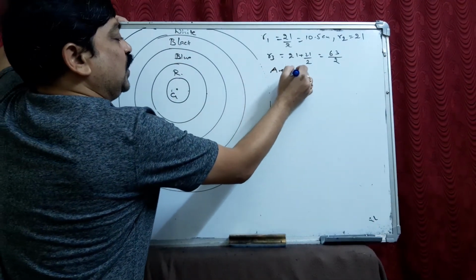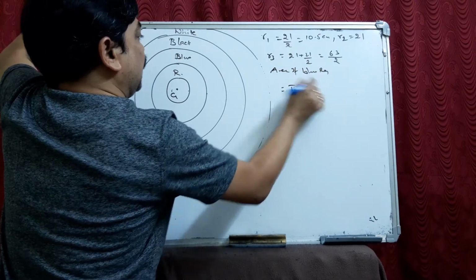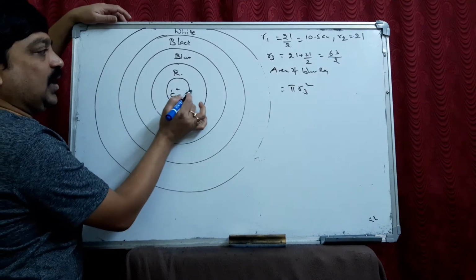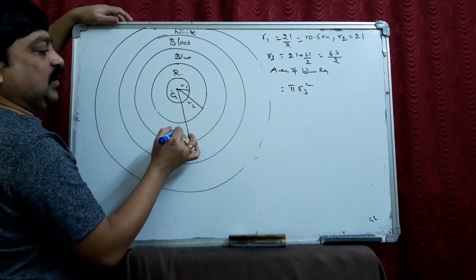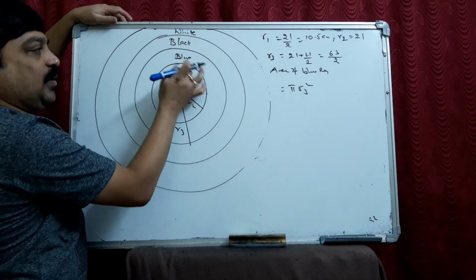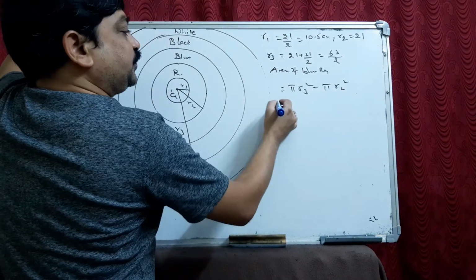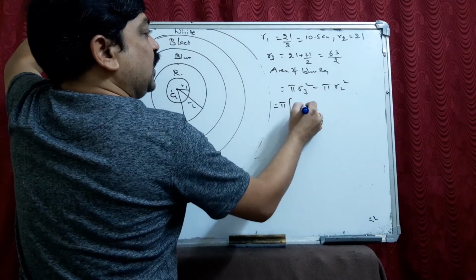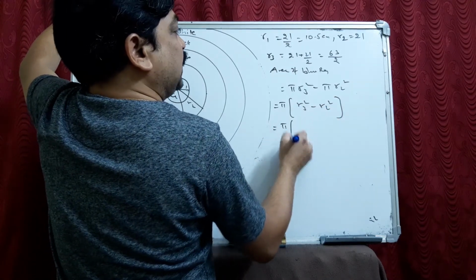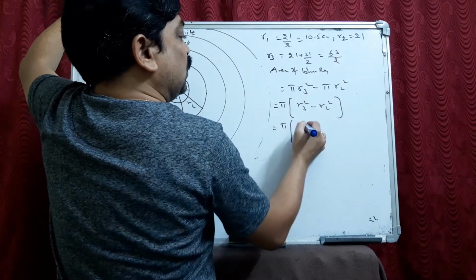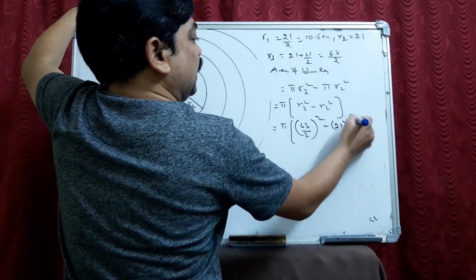Area of blue region is equal to pi R3 square. R3 means the whole three, R1, R2 and R3. So what we need? Pi R3 square minus pi R2 square. Take pi common outside: R3 square minus R2 square. So pi into R3 square is 63 by 2 whole square minus R2 square is 21 square.